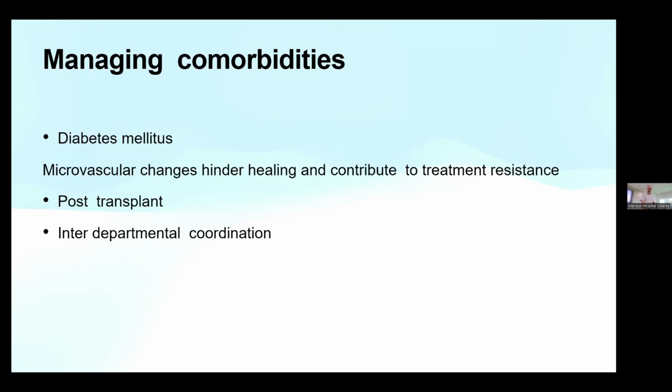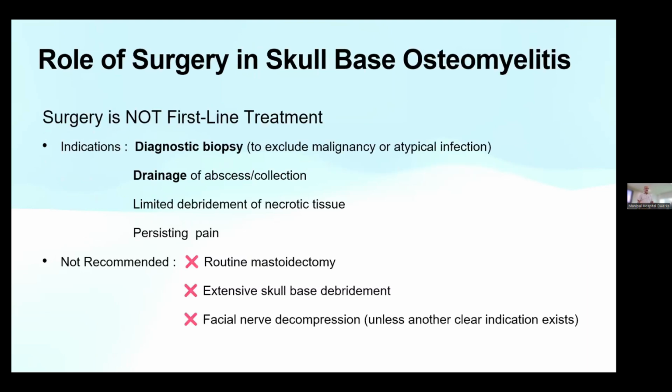Then interdepartmental coordination. Role of surgery. Surgery is not the first line of treatment, though there is a group of surgeons who have their expertise in skull base surgery and they like to do these. But again, I will not agree with that. It is an extensive spread out infection. So I don't think we had Dr. Mahadevaiah and my friend Dr. His disciple in Bangalore.